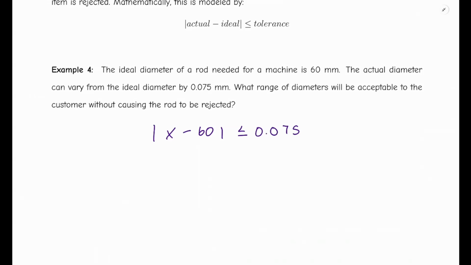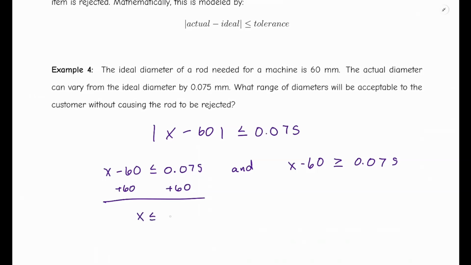And remember, since this is an absolute value with a less than, it's going to split up into a compound inequality. So we're going to get x minus 60 less than or equal to 0.075 and x minus 60 is greater than or equal to 0.075. Add 60 to both sides. We get x is less than or equal to 60.075. Add 60 to both sides. We get x is greater than or equal to.